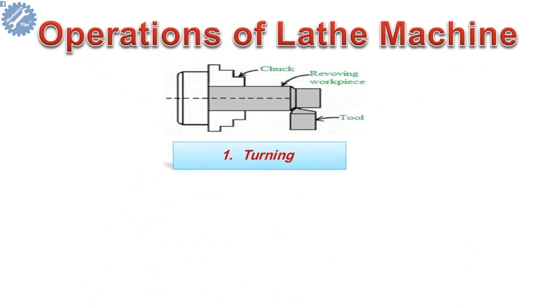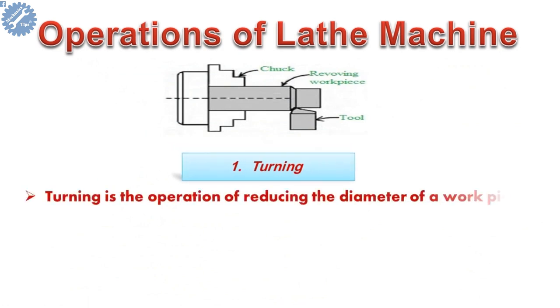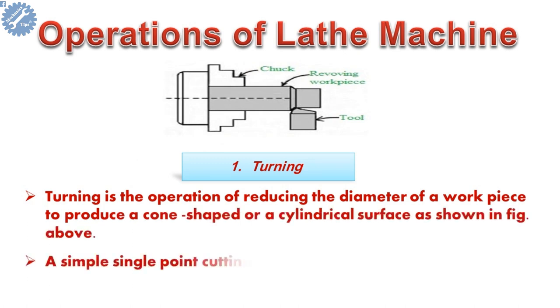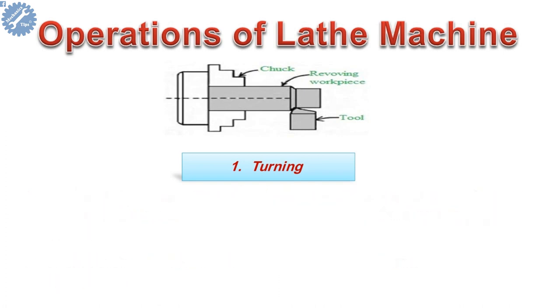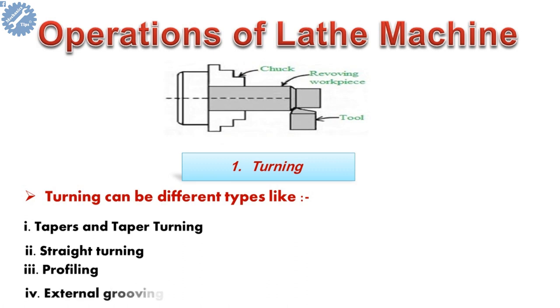Operations of lathe machine: Turning is the operation of reducing the diameter of a workpiece to produce a cone-shaped or a cylindrical surface, as shown in the figure above. Simple single-point cutting tools are used for turning operations. Turning can be of different types, like taper turning, straight turning, profiling, and external grooving.